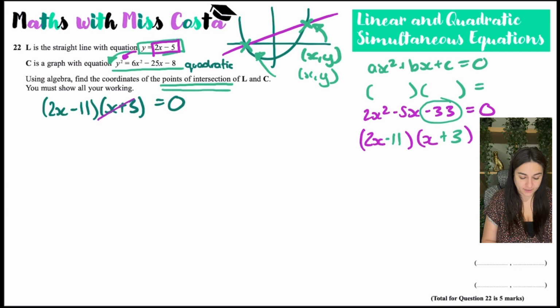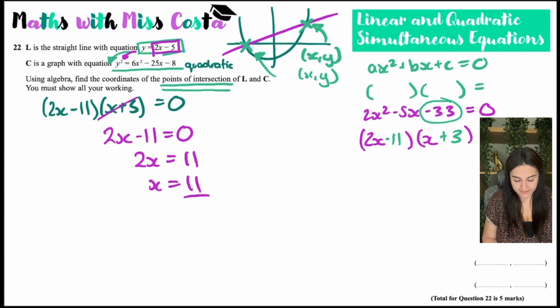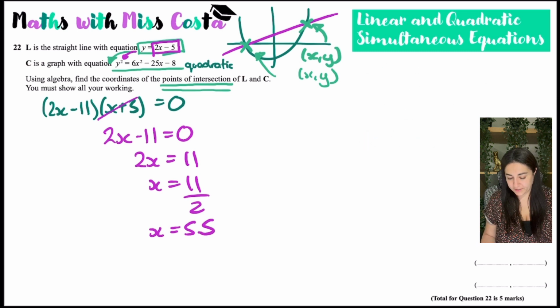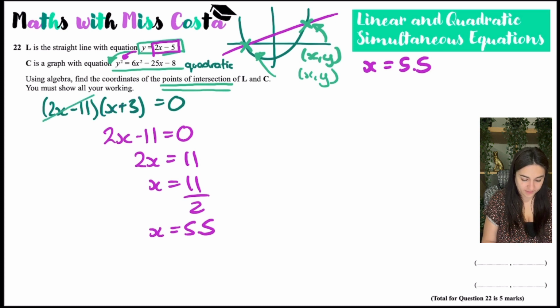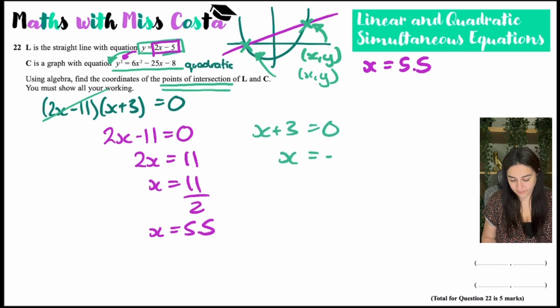When I solve a quadratic, I'm going to first divide by this side. So I know that 2x minus 11 equals 0. So 2x is 11 and x is 11 over 2, which is 5.5. So I'm just going to write this over here. That's my first solution. I know that x is 5.5. Then I'm going to divide by the next bracket. So I'll be left with x plus 3 equals 0. Therefore, x is negative 3. So my next solution is x is negative 3.